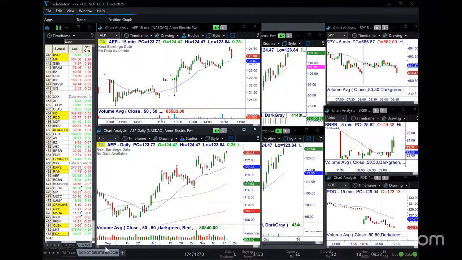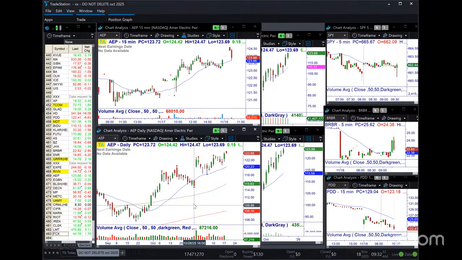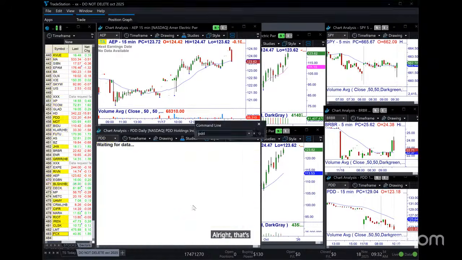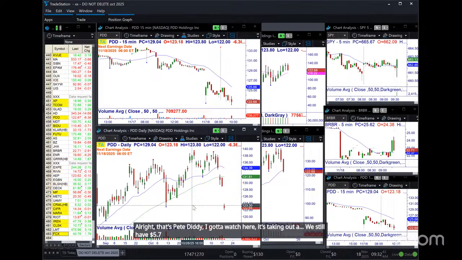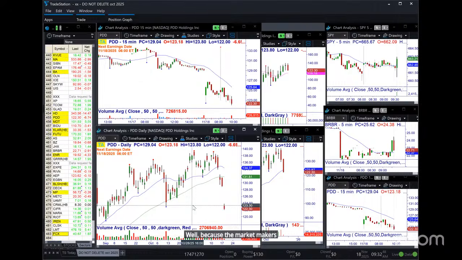And just gonna relax here. Yesterday, we were not pushing the throttle at all. And I'm amazed I don't have any more pulled off. All right, this P. Diddy I gotta watch here. It's taking out a, we still got $5.75 cushion, but I am not filled yet. Well, because the market makers are at the donut shop, is why.